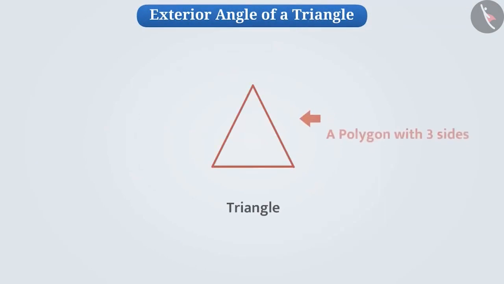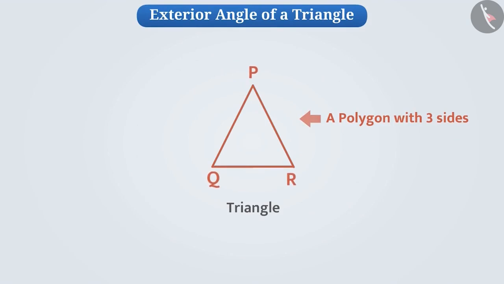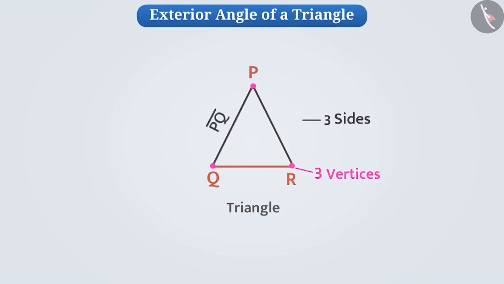A triangle is a polygon with three sides, such as triangle PQR. It has three vertices, just like triangle PQR has vertices P, Q and R. It has three sides, just like triangle PQR has sides PQ, QR, and PR. And it has three angles, like triangle PQR has angles, angle PQR, angle QRP, and angle RPQ.